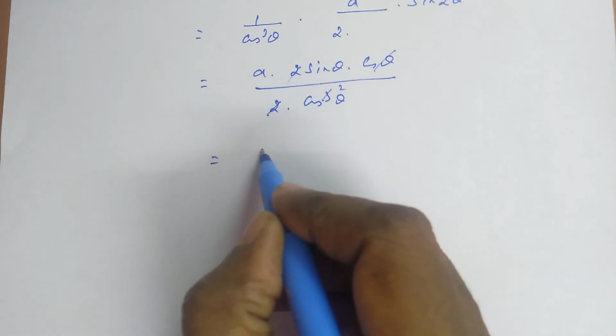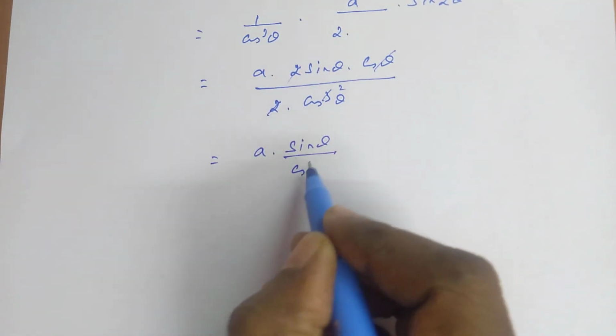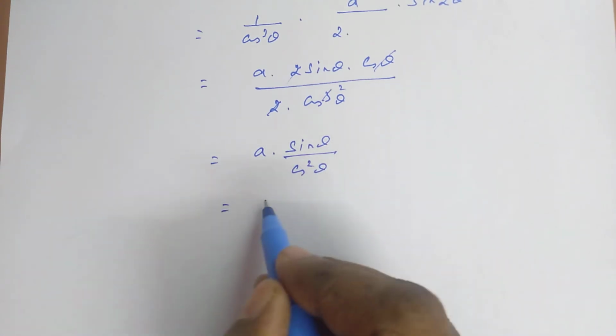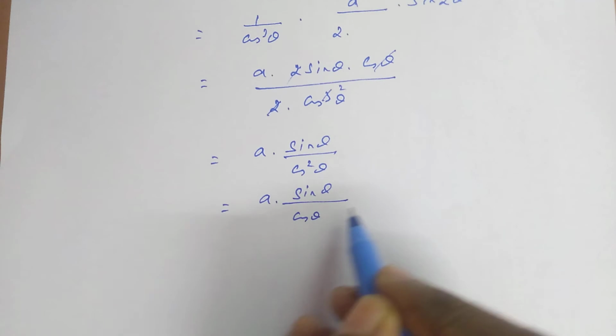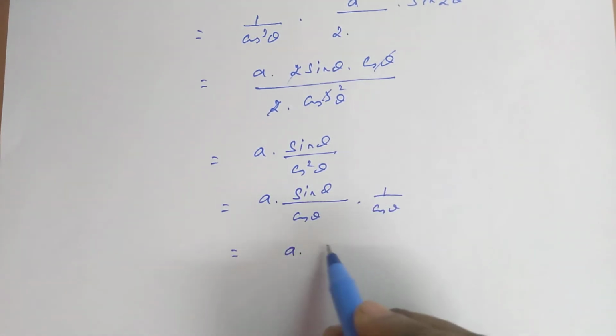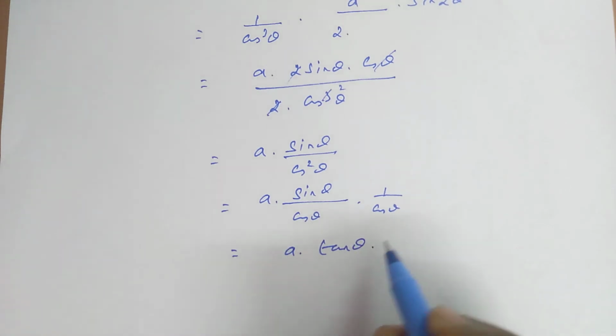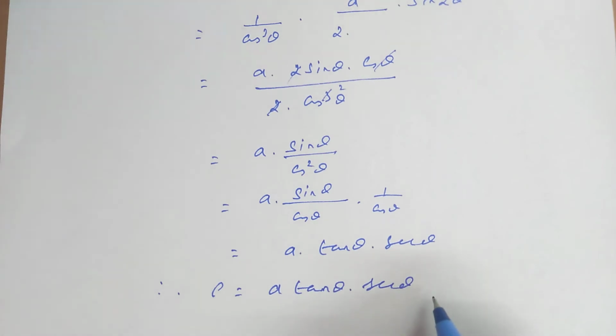So that is equal to a into sin theta by cos square theta, that can be written as a into sin theta by cos theta into 1 by cos theta, that is equal to a into sin by cos is tan, 1 by cos is secant theta. Therefore our radius of curvature rho equal to a into tan theta into secant theta. So this is the answer for rho.